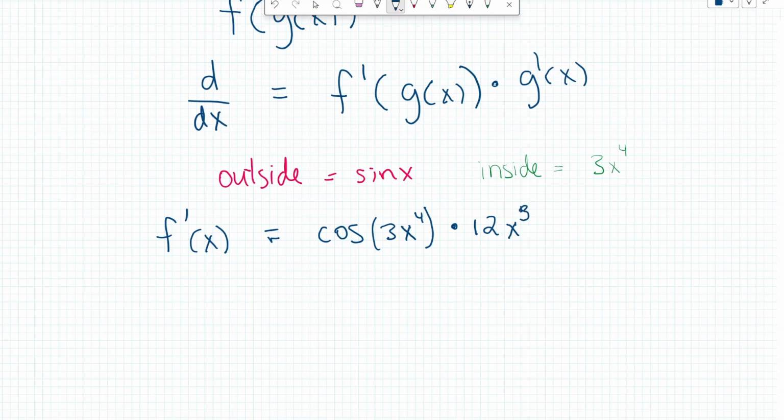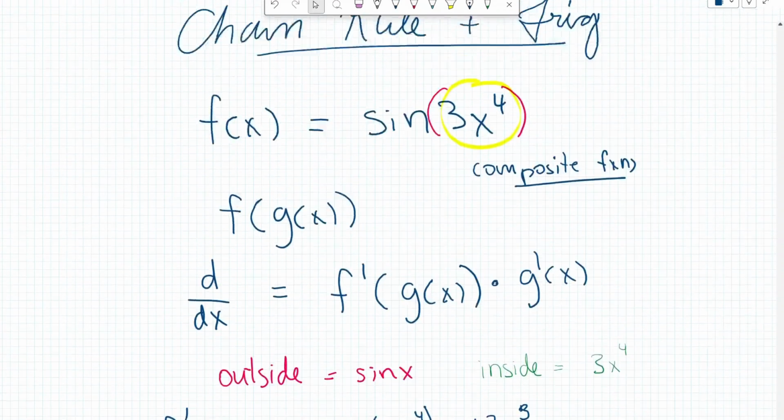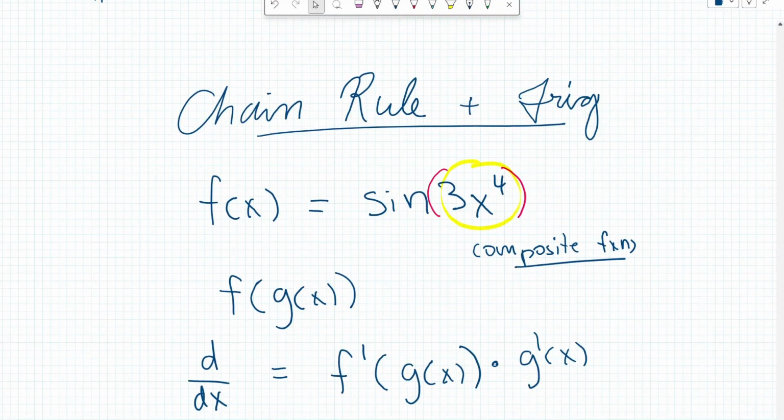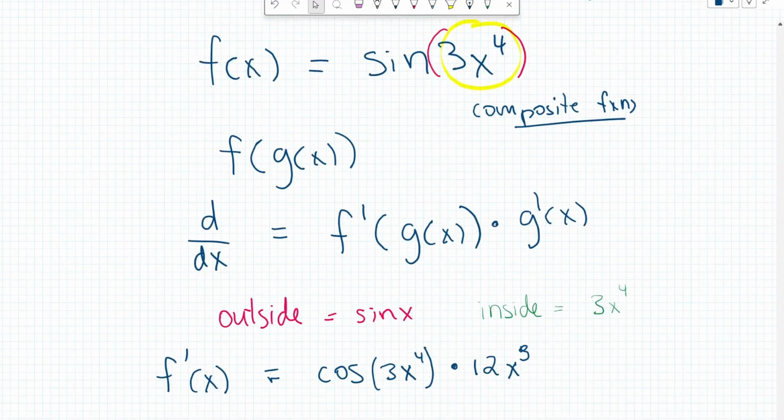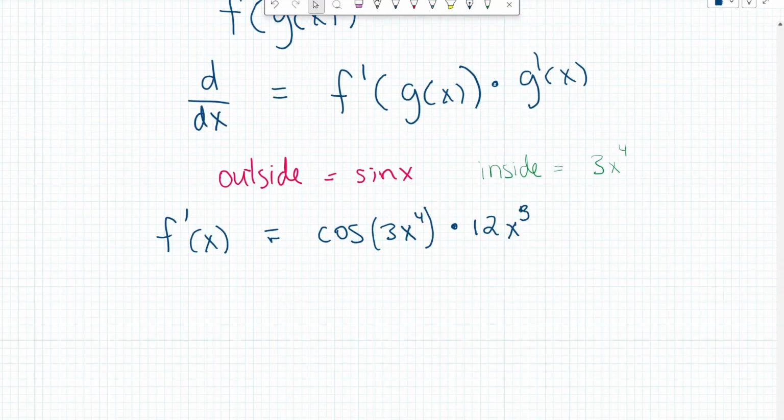So there we showed how we can use our knowledge of the chain rule with trigonometry together to solve for this derivative right over here. See how easy it can be when we just break up what's our outside and what's our inside, and then at the end it's just plug and chug and we get our answer.